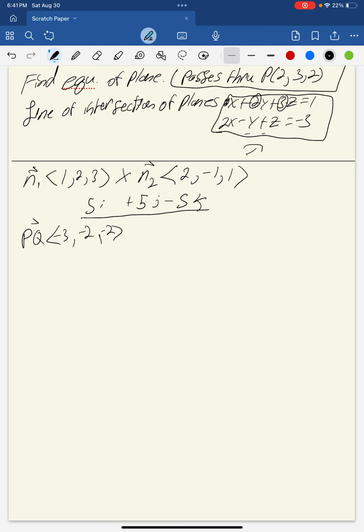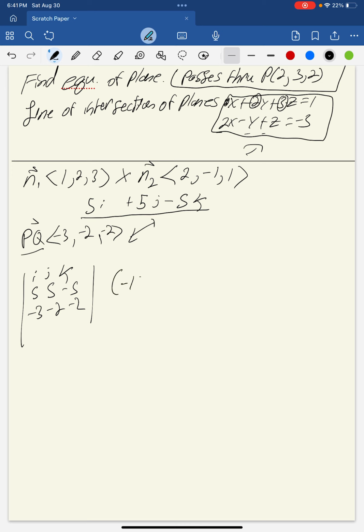So now that we have this vector PQ and we have the cross product of the normal vectors of the two planes, we then have to find another cross product between these two. And to do that, we set up the matrix and then add these two. Those are supposed to be 5s. My handwriting is not too great. Okay, and then we just find the cross product again.